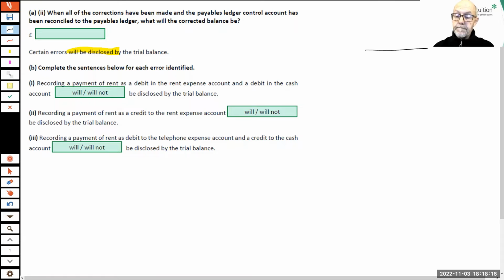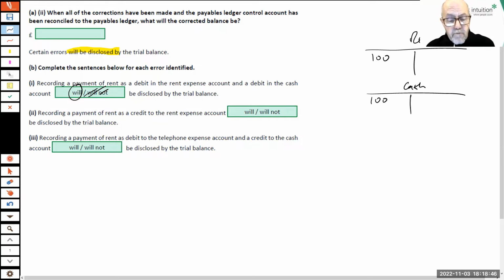Well, so we've got rent, we've got cash. Let's say it's £100. Does that look like an imbalance to you? It certainly does to me. So that certainly will be disclosed by the trial balance.